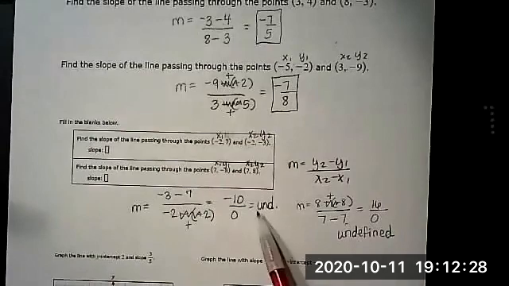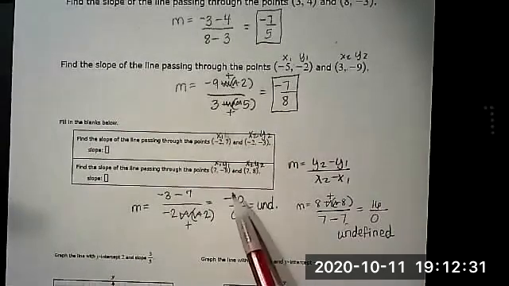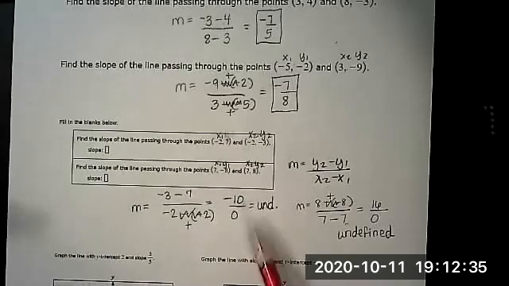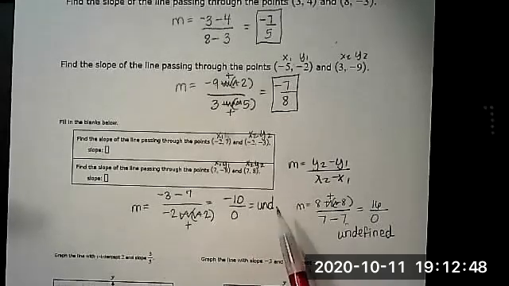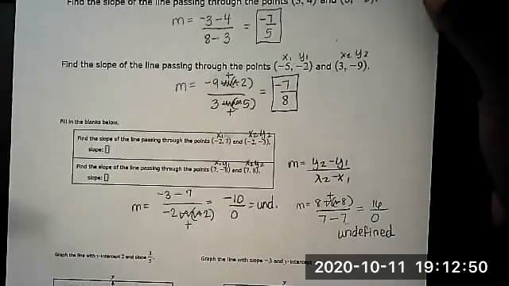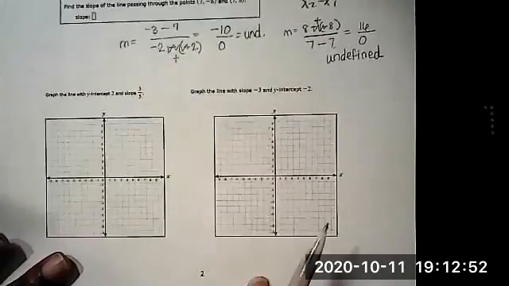Okay. If you have a 0 at the top, let's say that this became 0 and this became -10. If you have a 0 at the top, your answer is 0, not undefined. Undefined is when the 0 is at the bottom only. If you had a 0 at the top and a number at the bottom, your answer would be 0, not undefined.